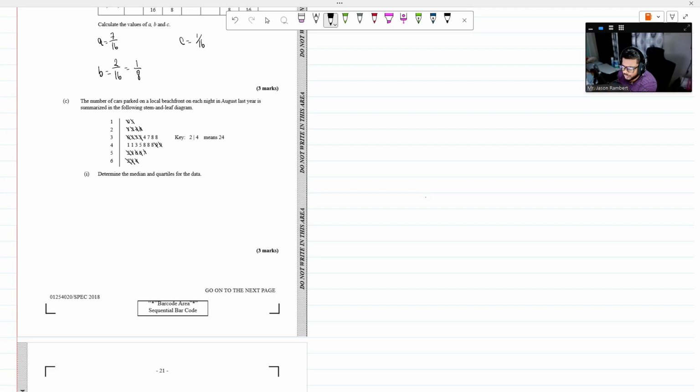Let me cancel 2 by 2. 1, 2, 1, 2. Let me cancel 1 by 1 now. First with last, 41. So Q2 is 41. Q1 is going to be the middle of the first set of values.